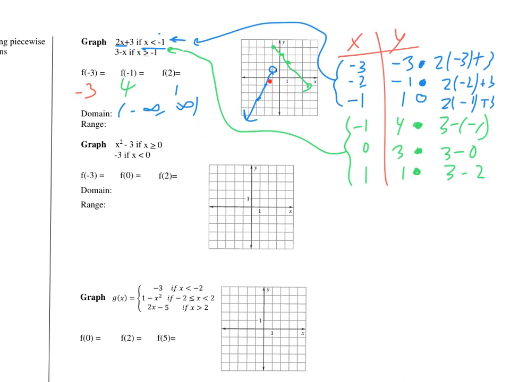You may think that there's a gap here at -1, but I would actually argue that there's not, because as soon as this one stops, this one starts back up, so we have no missing x values. For my range, I see that this goes down forever, and this one goes down forever also, and then the highest point it ever gets to is right there at 4. So I'm going to say from negative infinity to 4.